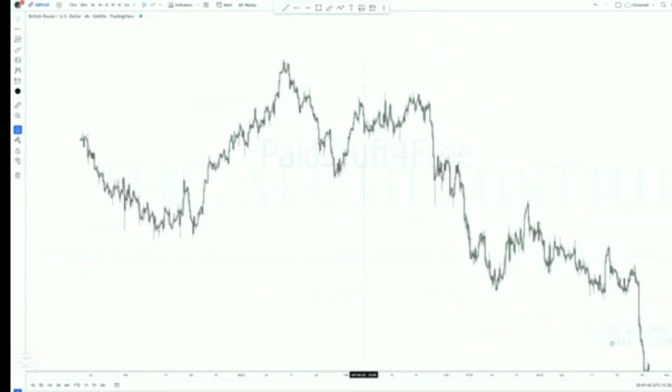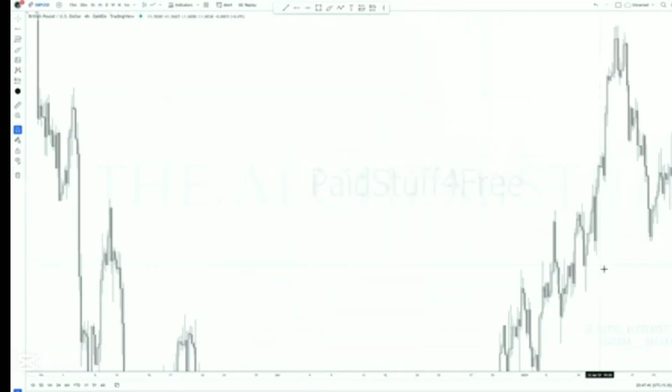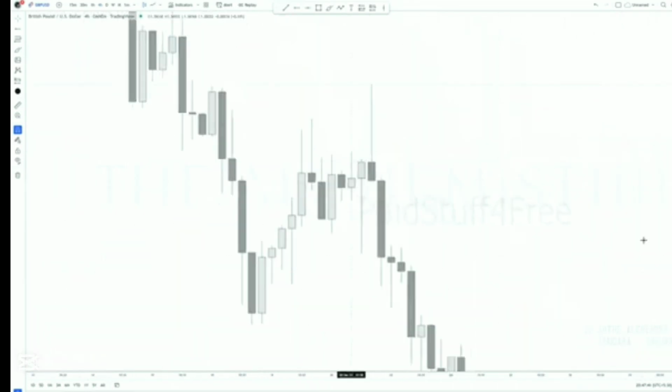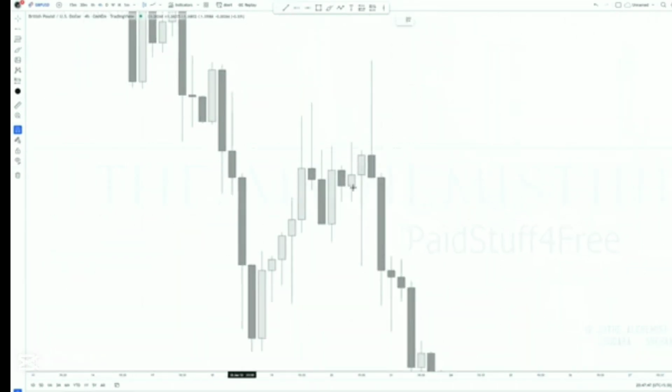Let's see. Here we have a nice example. See that this right here is simply what we call a rejection block. So the closing price of the bullish candle is the opening price of the bearish candle.